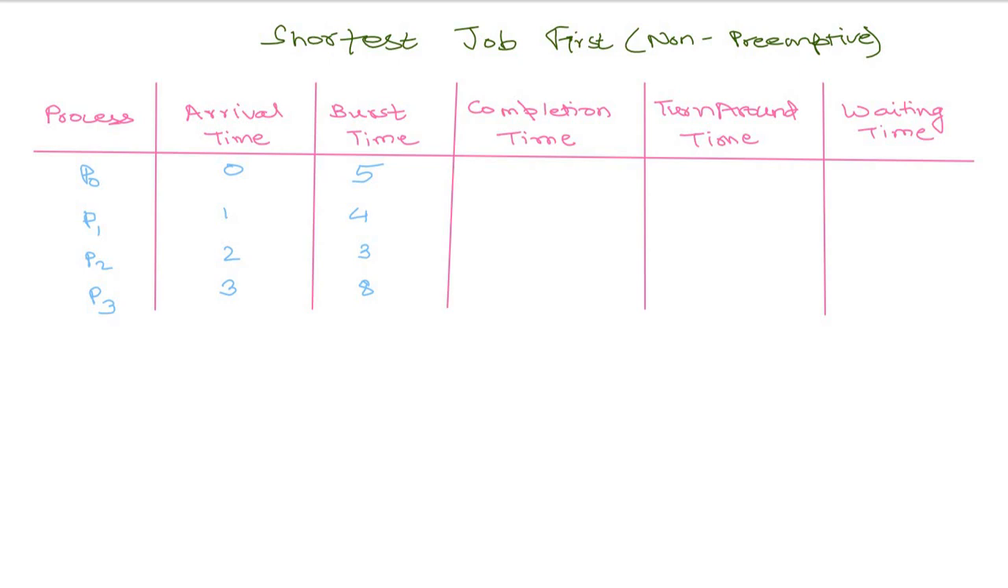So the algorithm that we are going to discuss in this video would be shortest job first. As the name says, we need to select the shortest job first from the queue. So let's start with this example.